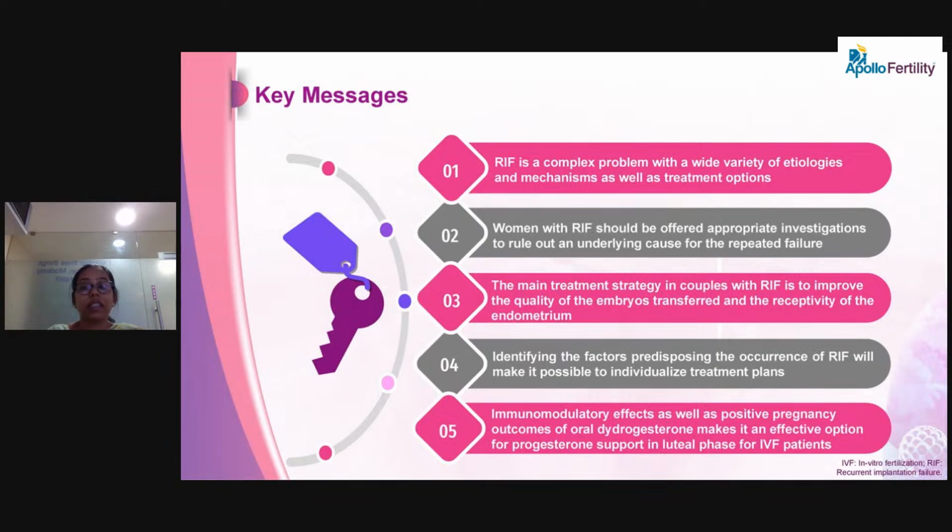Because of its immunomodulatory effects as well as positive pregnancy outcomes, oral dydrogesterone is an effective option for progesterone support in the luteal phase of this patient. Adequate luteal phase support is needed, and if there is an immune rejection, that has to be treated.